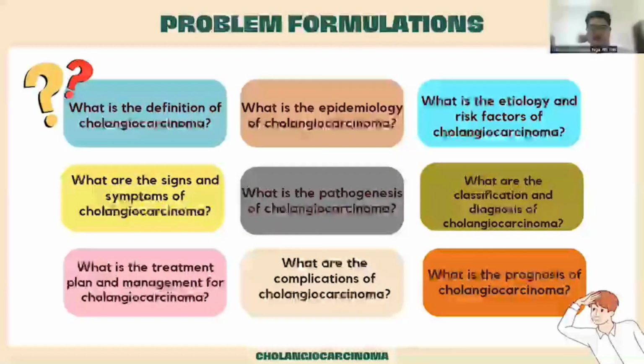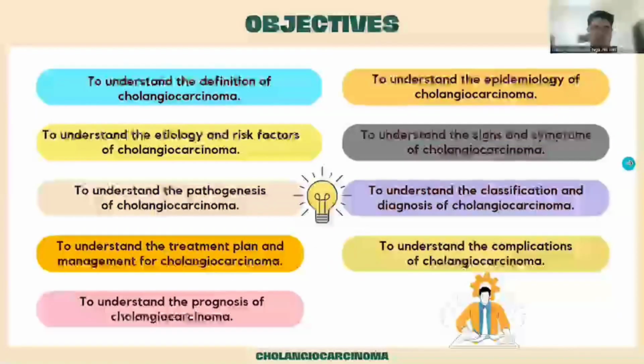Epidemiology, etiology and risk factors, signs and symptoms, pathogenesis, classification and diagnosis, treatment plan and management, complications, and also the prognosis of cholangiocarcinoma. And the objectives are to understand the definition of cholangiocarcinoma, the epidemiology, the risk factors and etiology, the signs and symptoms, and also the pathogenesis, classification and diagnosis, and to also understand the treatment plan and management, complications, and also the prognosis of cholangiocarcinoma. That's all from me. Thank you.